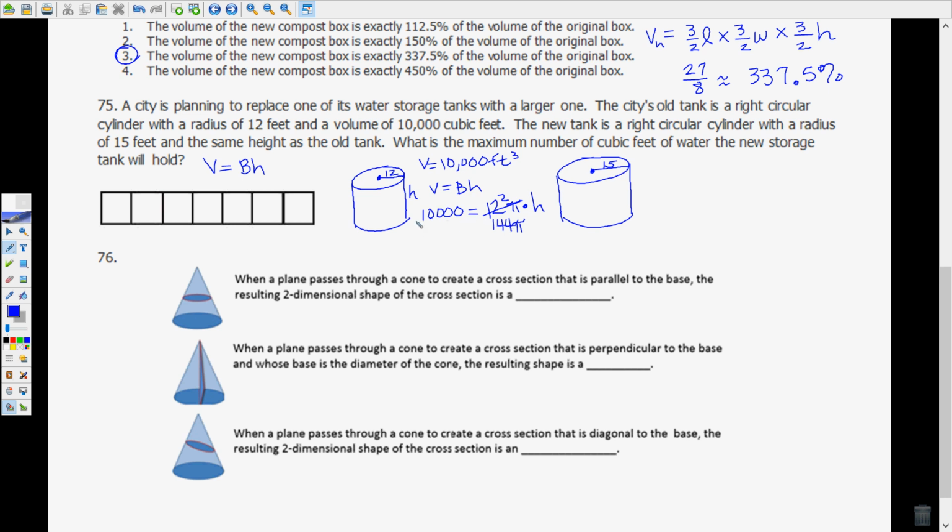For example, 10,000 divided by 144 divided by pi equals, you'll get a number that is about 22.10, but it keeps going. Leave that in your calculator, because watch what happens. That is your height that you're going to plug in over here for the volume of your new cylinder, which is area of the base, 15 squared, 225 pi, times your new height, and you'll plug that number in that's in your calculator. Just leave that in there.